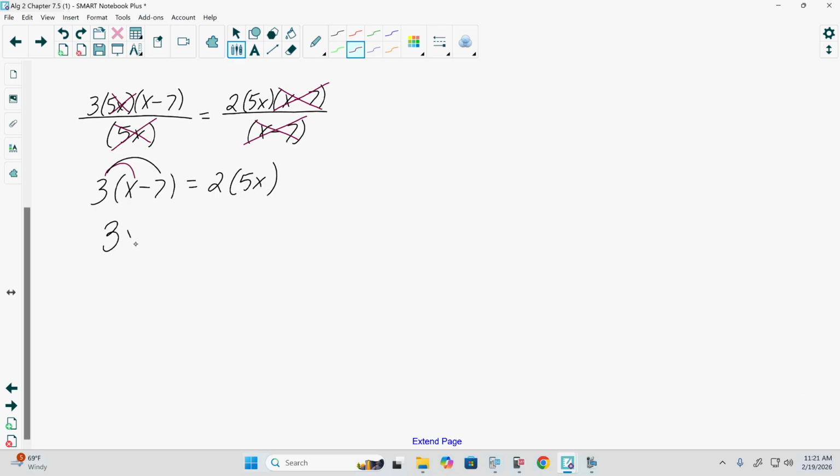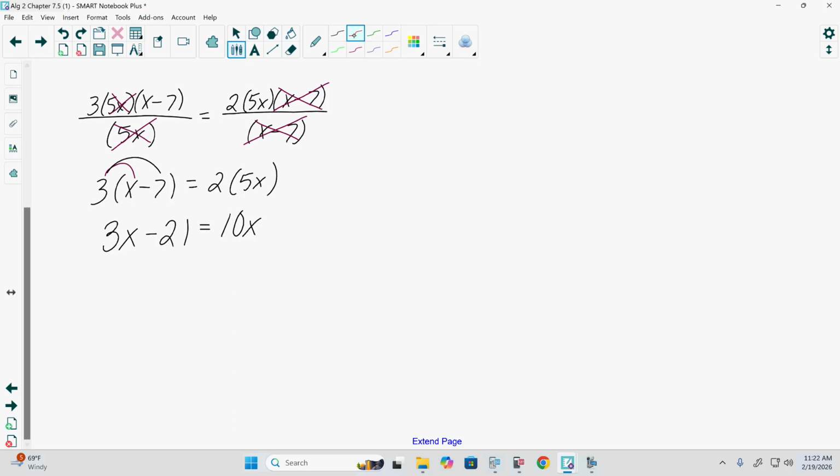3 times x is 3x. 3 times negative 7 is negative 21. Right-hand side, 2 times 5x is 10x. Now, there's a little bit less options for this one here because we only have 3 terms to move, yes? Are the x terms on the same side? No, they're on opposite sides. Are our constant terms, the terms without x, on the same side? Well, yes. So we could, if we wanted to, add 21 to both sides. But is that helping us get the constant terms by themselves? No, they're already by themselves, yes?